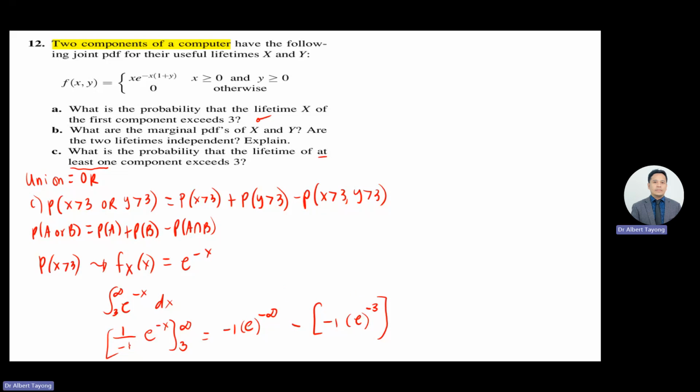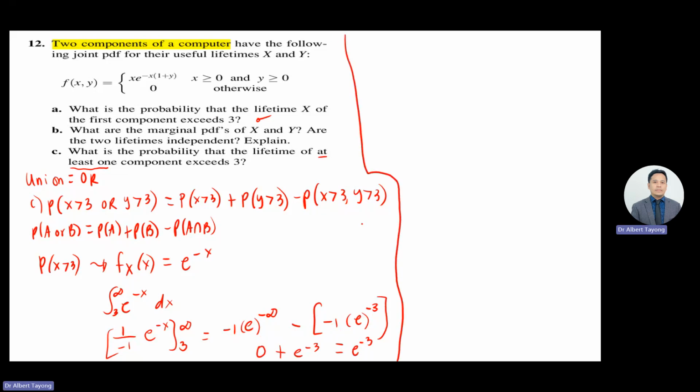So it's going to be negative 3. So this is 0. As I mentioned, e raised to the power of negative infinity approaches 0. So negative 1 times 0 is 0. 0 minus a negative here becomes plus e raised to the power of negative 3. So that is the answer, e raised to the power of negative 3, for P of x greater than 3.